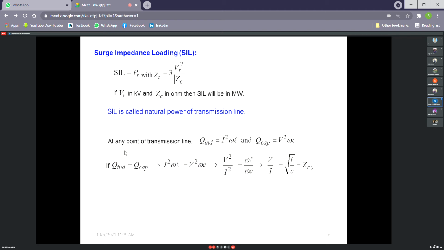So here at any point of the transmission line, you know when there is surge impedance loading, then reactive var is equal to capacitive reactive var. So V by I is always ZC. So the phase difference between V and I at any point of the transmission line will be the same. But since you are using a lossless transmission line, the angle of ZC is 0. That's why V and I are in the same phase. So actually there will be no reactive power deficit or surplus in the line, right?